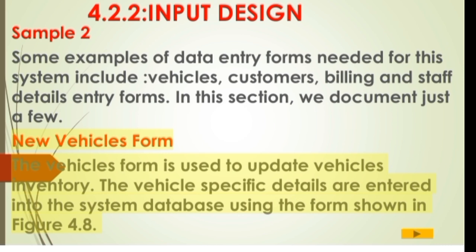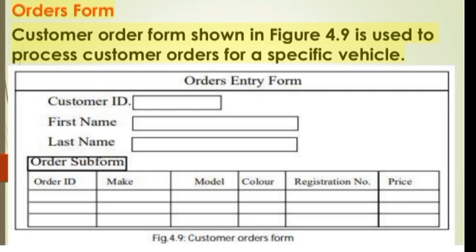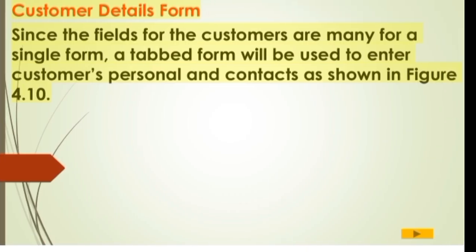The vehicle-specific details are entered into the system database using the form shown in Figure 4.8. Orders form. Customer order form shown in Figure 4.9 is used to process customer orders for a specific vehicle. Customer details form. Since the fields for the customers are many for a single form, a tabbed form will be used to enter customers' personal and contacts as shown in Figure 4.10.